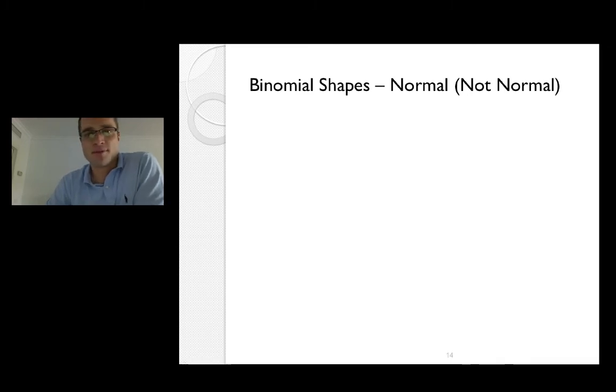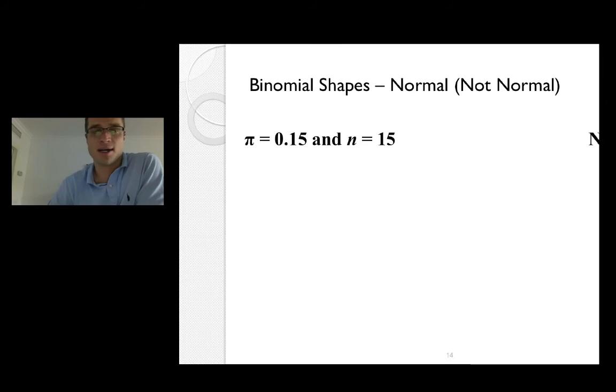Okay, so from that web simulation, I have a number of pairwise comparisons between pi and n, and whether they're normal or not. And you can see that this first one is non-normal. Pi is less than 0.5. It's going to be skewed right in that case. It doesn't satisfy the conditions of n times pi being 10 or more.